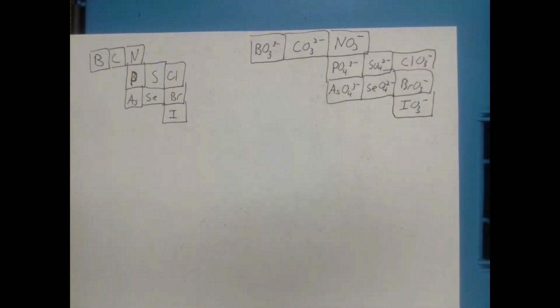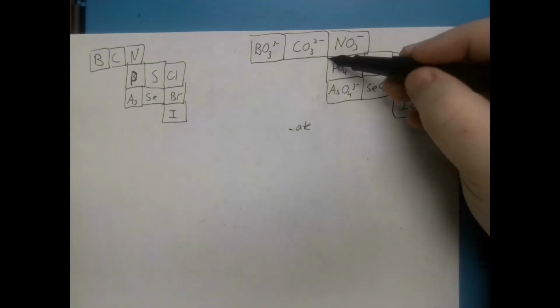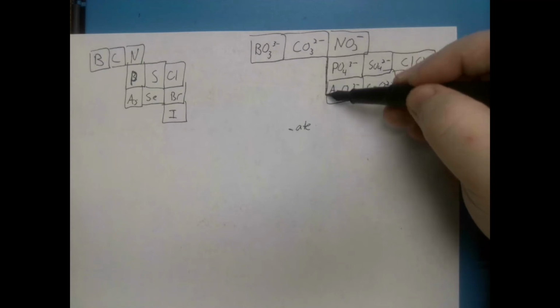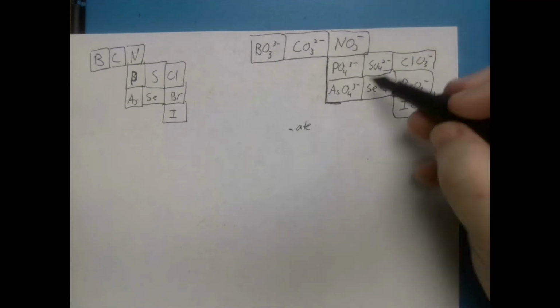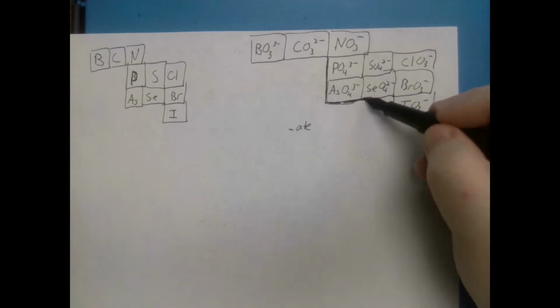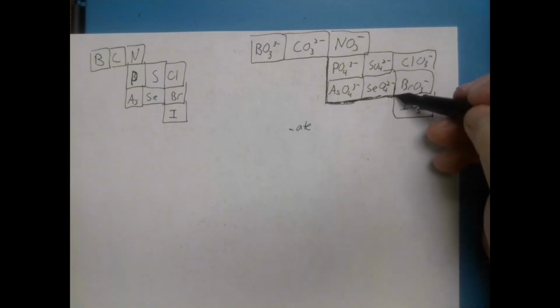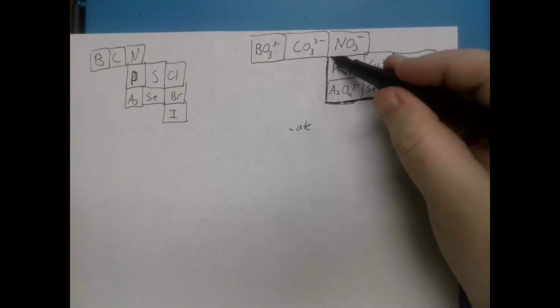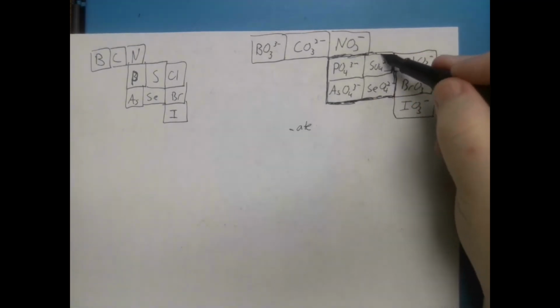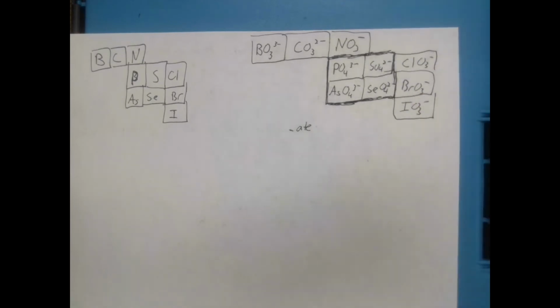So our oxyanions for the -ate. We'll see this square here, which includes phosphorus and sulfur, have 4. The other ones have 3. We do have some transition metals, but they are less common.